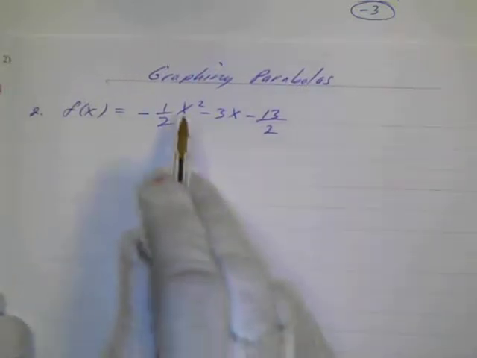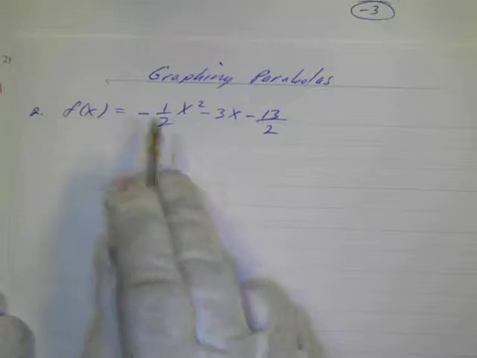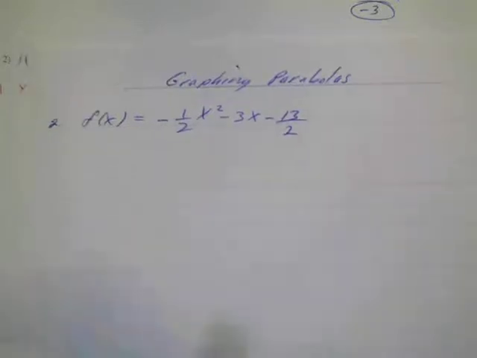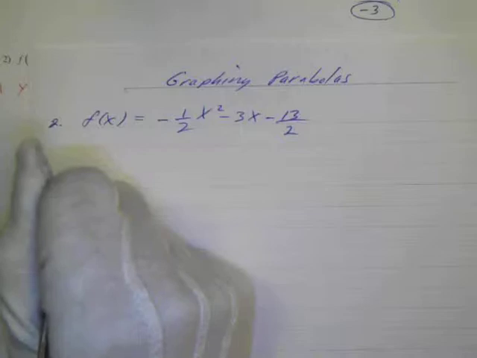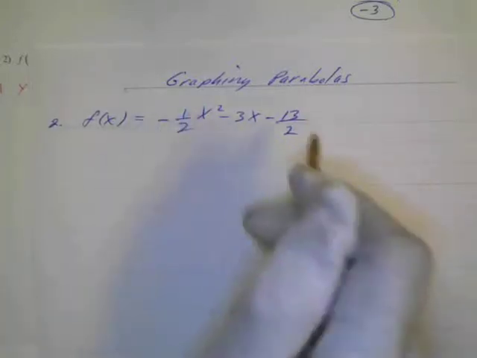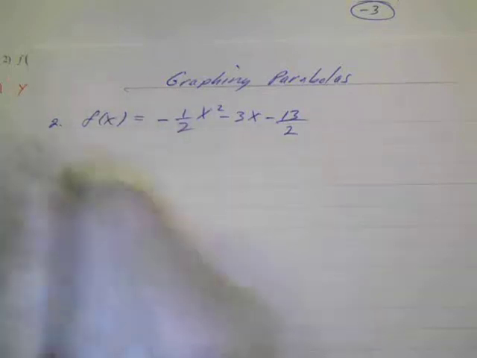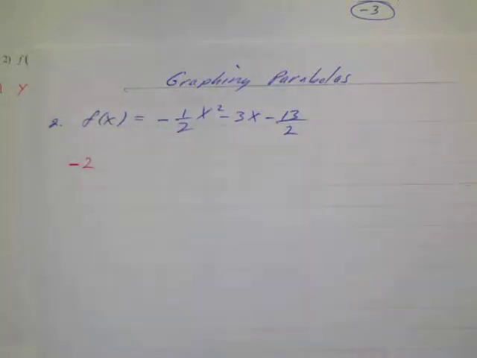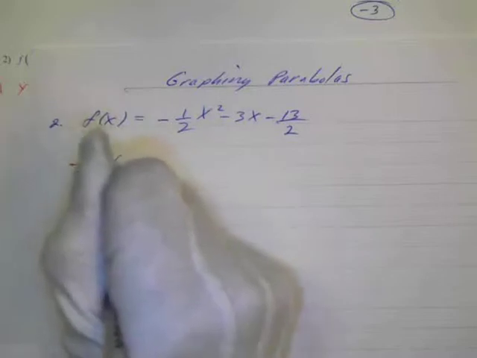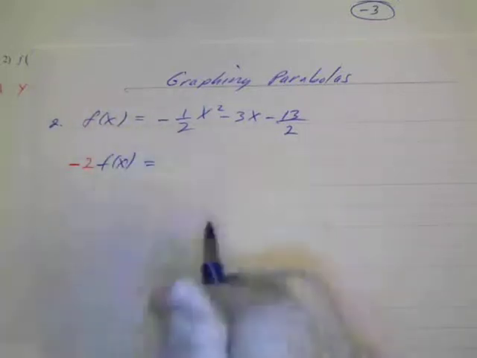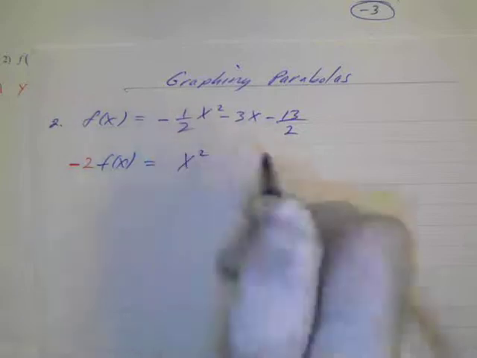So we want to have just an x squared here, so we need to get rid of this negative sign and the 2. So what I'll just do is multiply both sides by negative 2. Now, if there was a 2 in front, I could divide. If it was negative 2 times that, I could divide by negative 2. But since it's negative 1/2, I'll just multiply by negative 2. And negative 2 times negative 1/2 is just 1, so now I've got x squared.